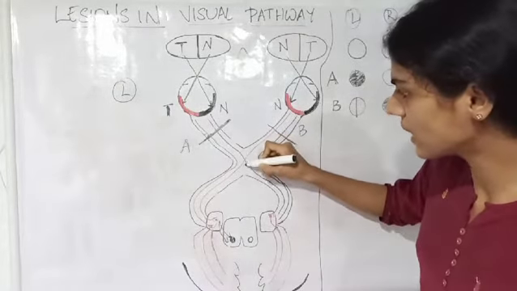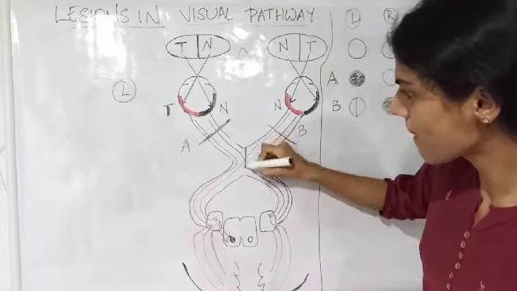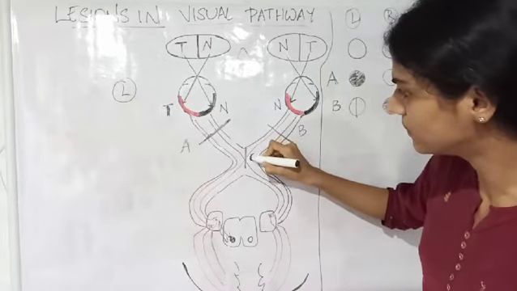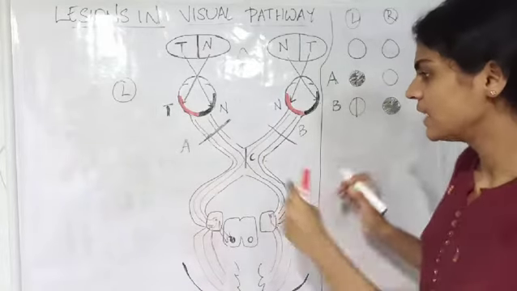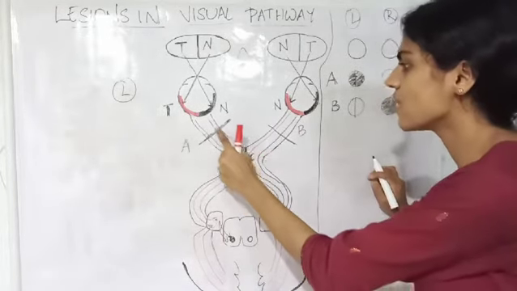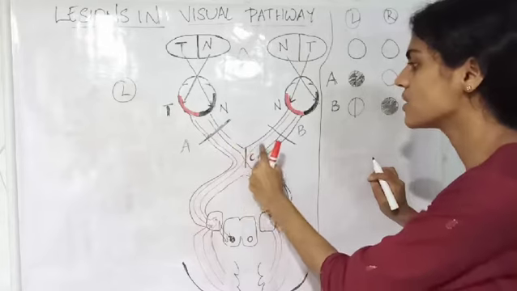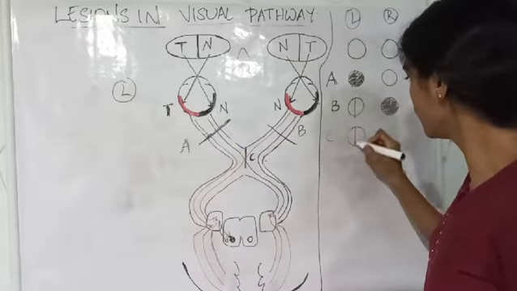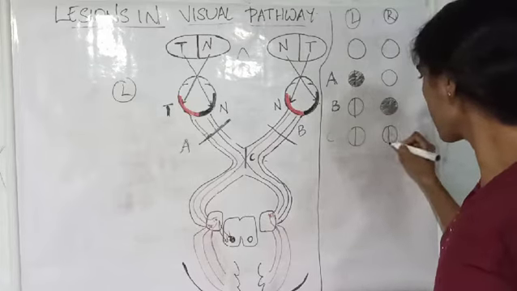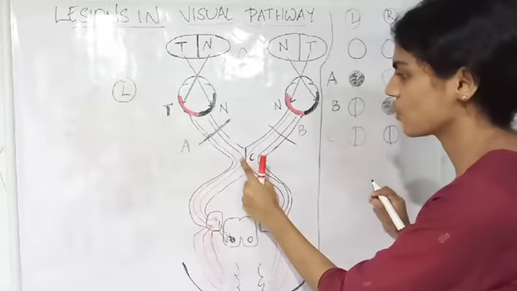And next scenario, if we are having a lesion here, okay, this is the C. If we are having a lesion here, what is happening? A lesion here means this nerve fiber is cut and this nerve fiber is also cut. Okay, this is the field of vision. How does it affect it? We'll just follow this.